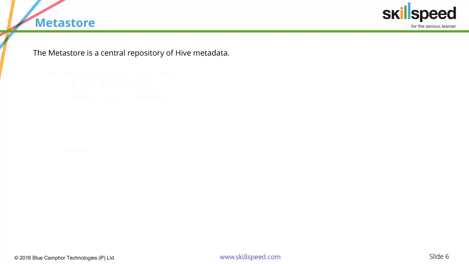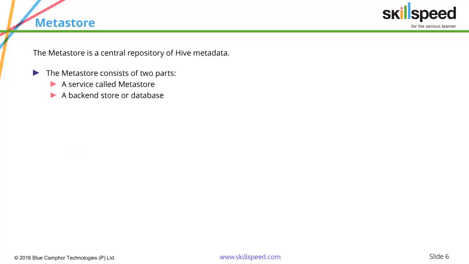Now a Metastore has two major components. One is a service called Metastore and the other is a storage space called a database. There are three types of metastores available with Hive. You have an embedded metastore, a local metastore, and a remote metastore. Let's explore them one by one.